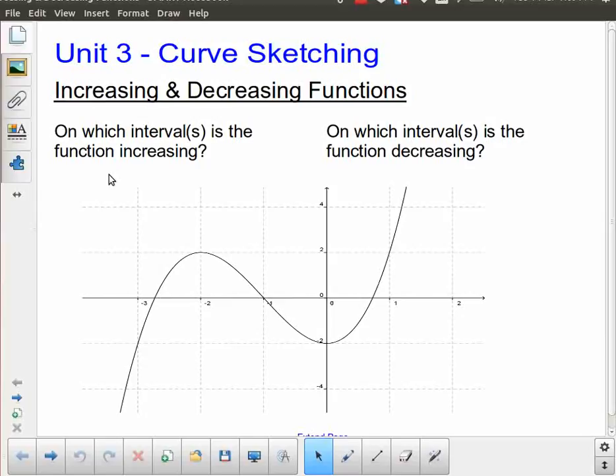So here I've given you what appears to be, and I can tell you what actually is, a cubic function. And I'm asking on what intervals is the function increasing and on what intervals is the function decreasing.